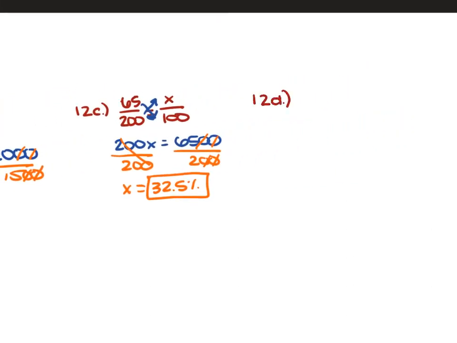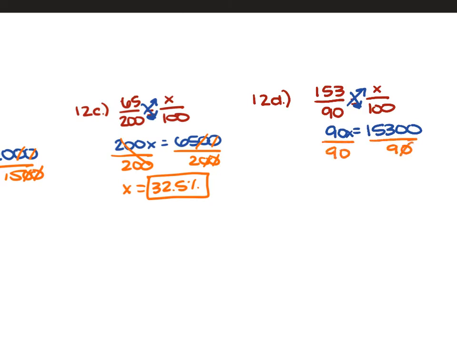For D, we are given 153 is what percent of 90? So our is the 153, our of is the 90, our percent we are finding, and the 100 always stays. So we're going to cross multiply. So 90x is equal to 15,300. We divide each side by the 90. One of those zeros cancels out. So x is equal to 153, then with a 0, divided by 9 is 170. And that's 170%.